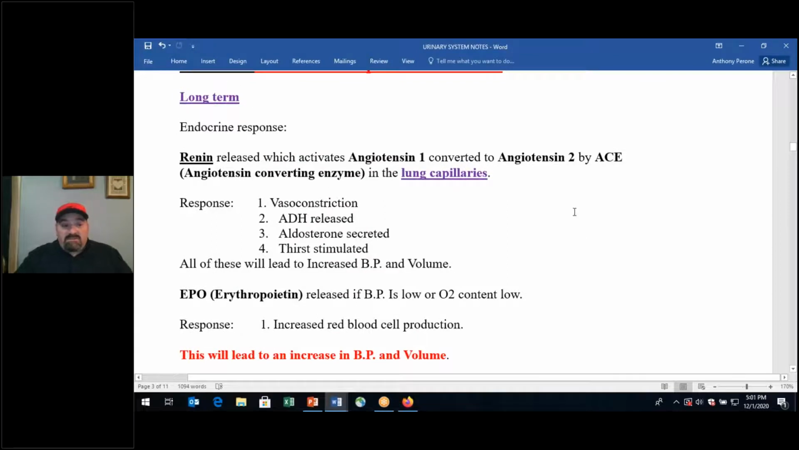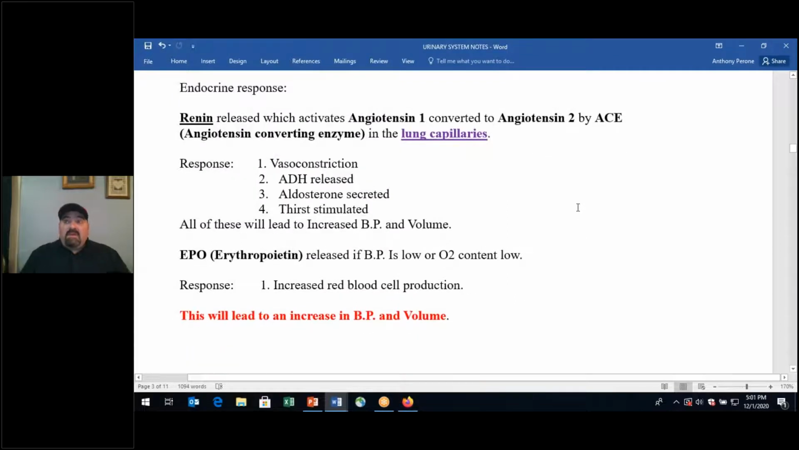Long-term, this is what's taking place. Nervous system control would be short-term increased blood pressure; long-term would be the urinary system, and in particular, using hormones to do this. Renin is released by the kidneys, which in turn activates angiotensin 1 present in the lungs, which will be converted to angiotensin 2 by ACE, angiotensin converting enzyme. This leads to vasoconstriction and ADH release.